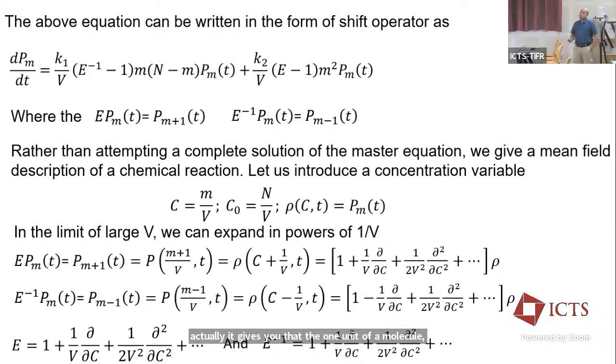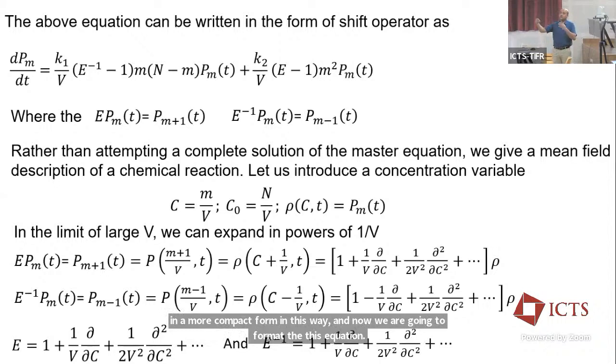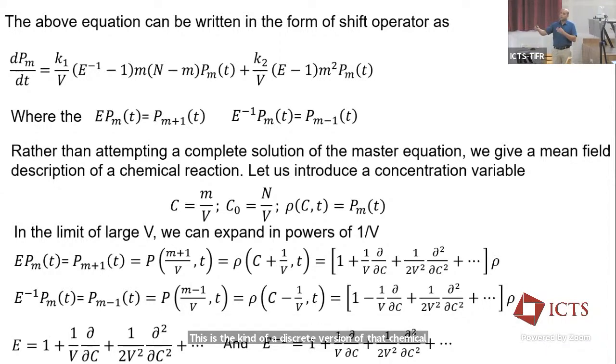So if we include that one into that expression, then you can write this master equation in a more compact form in this way. And now we are going to convert this equation. This is a kind of discrete version of that chemical process that is happening, and we are going to convert this equation to a Fokker-Planck equation, which is basically the continuous version of these jump processes.